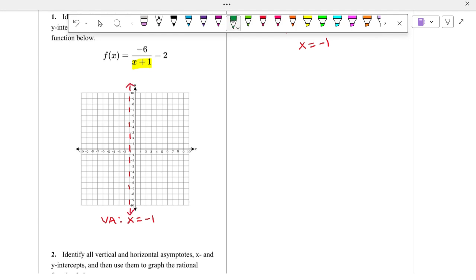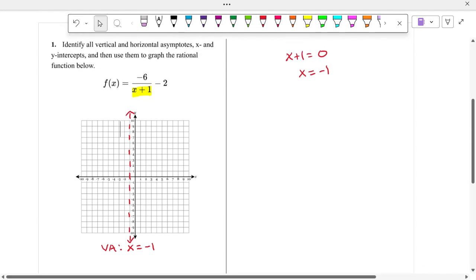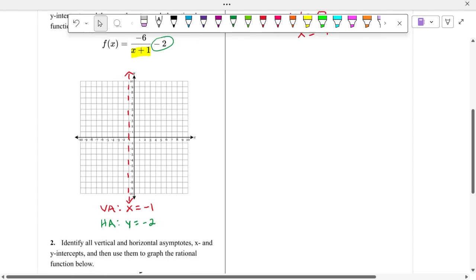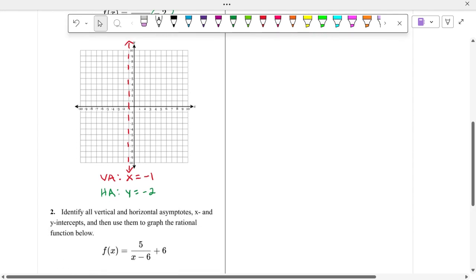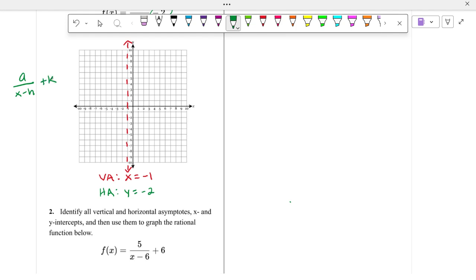All right. How do I find my horizontal? It's not C, it's the K value. What's my K value? Negative 2. So my horizontal asymptote is at y is equal to negative 2. And remember, that's if you were given the general form, which is a over x minus h plus k. That's the general form of a rational function.